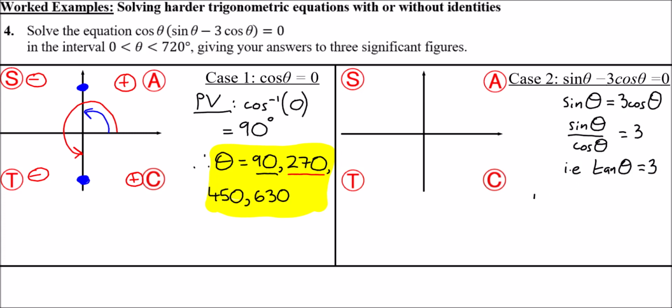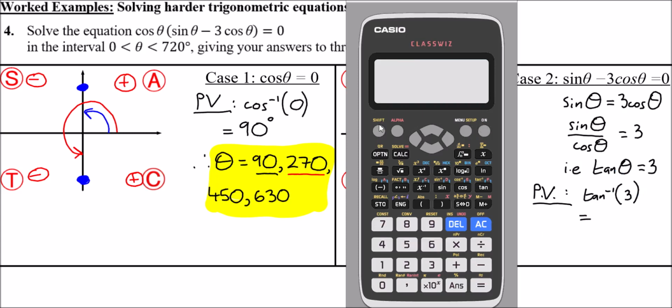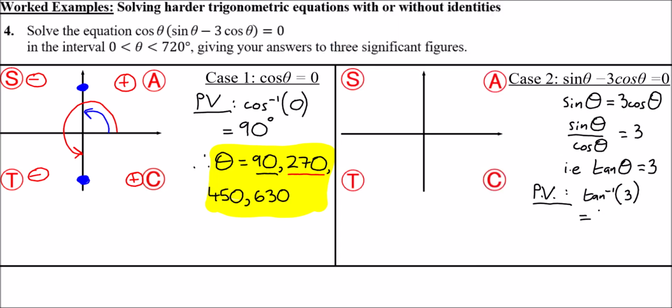So we need to find the principal value for this. Principal value is tan minus 1 of 3. So shift tan minus 1. And for this one, we get 71.6 to 3 significant figures, which the question wants us to give. 71.6 degrees.